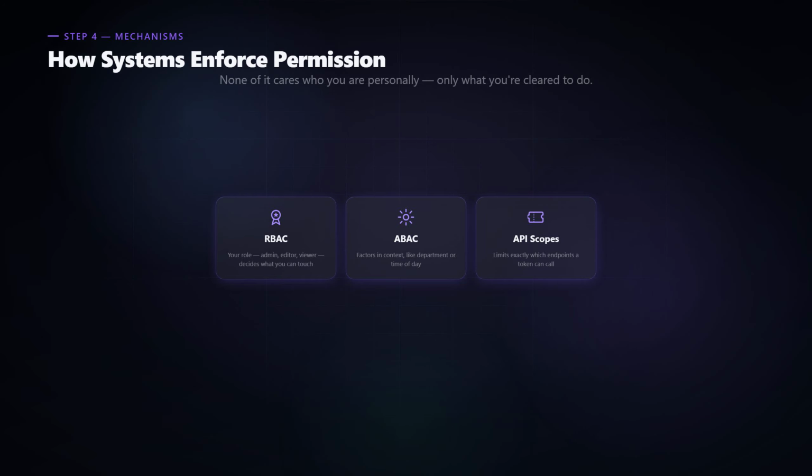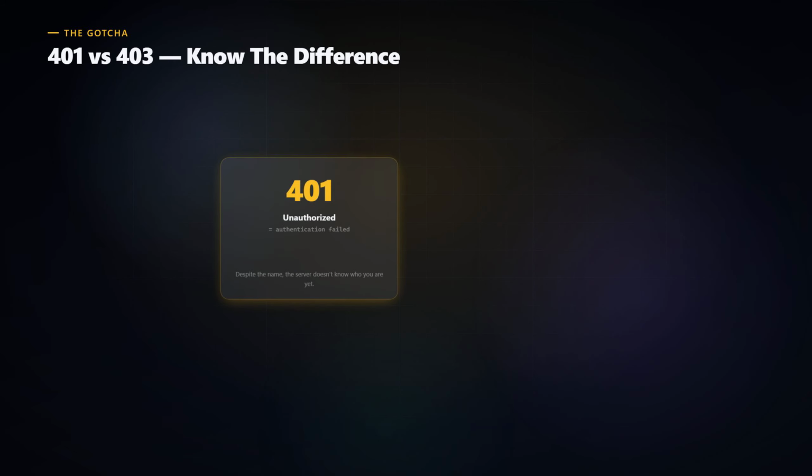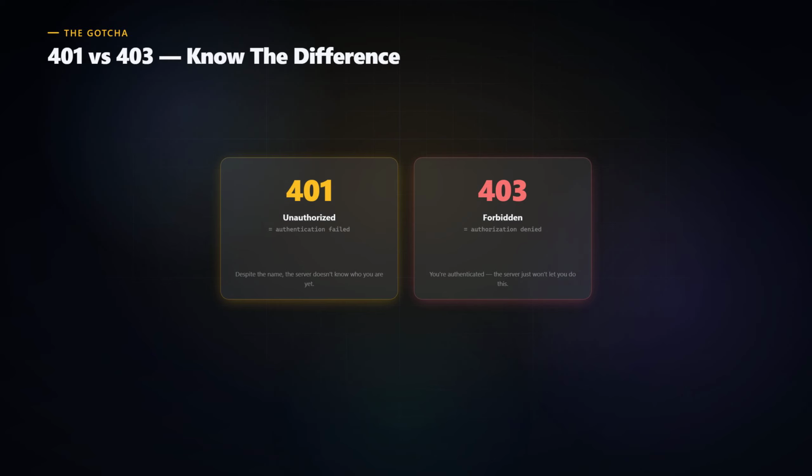Here's the gotcha that trips up almost every developer: HTTP status codes. A 401 Unauthorized response doesn't mean you lack permission. Despite the name, it means authentication failed. The server doesn't know who you are yet.